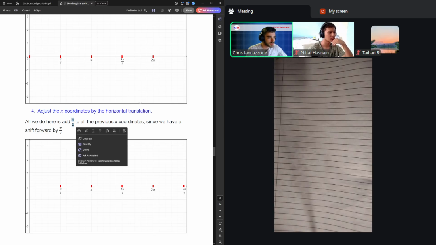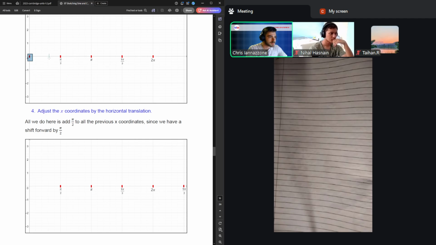Now in this case, pi over 2 was a factor of the period, so they did end up lining up nicely. But if you had pi over 3, for instance, this one would shift forward to pi over 3, this one would shift forward to whatever that ends up being, and so on and so forth. You're still going to have an array of 5 values. They're just not going to be nice and easy multiples of it.